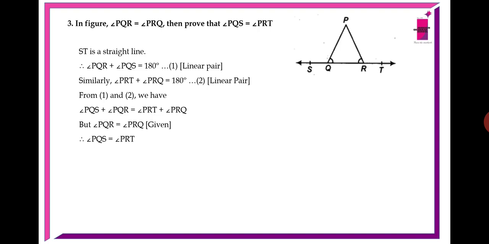So from 1 and 2 we get angle PQR plus angle PQS equal to angle PRT plus angle PRQ. We know that PQR equal to PRQ, so equals subtracted from equals, the remainders are equal. You can say that angle PQS equal to angle PRT, hence proved.